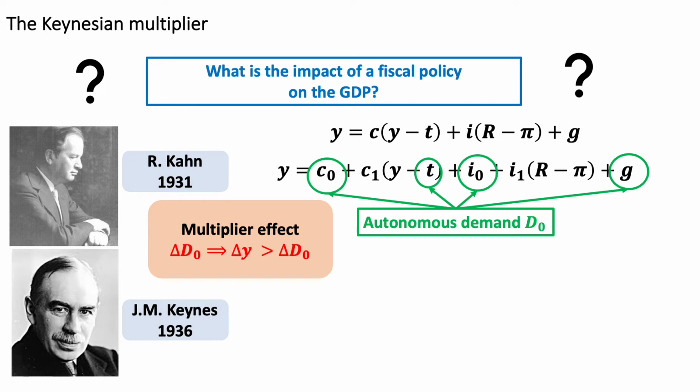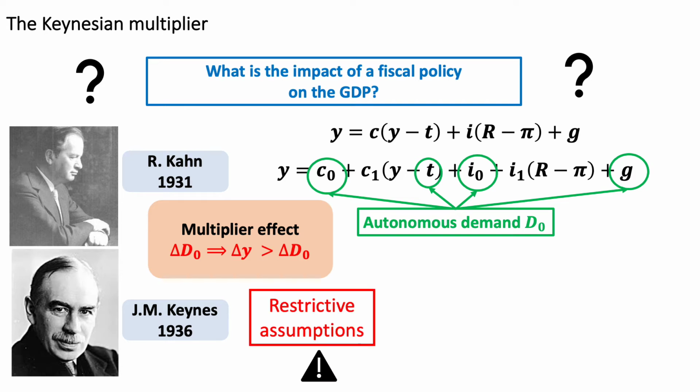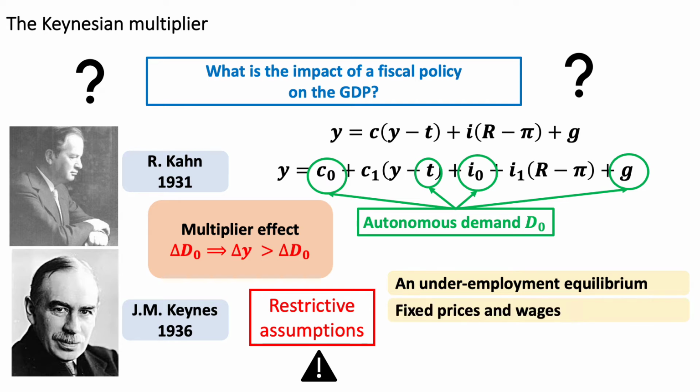However, this multiplier effect relies on four strong assumptions. One, the reasoning works only in the short term. The production capacities are fixed, and part of them are not utilized. As we said earlier, the short-term equilibrium is an underemployment equilibrium, in which the production is constrained by the effective demand. Second, prices and wages are fixed, again, because we are in the short term.